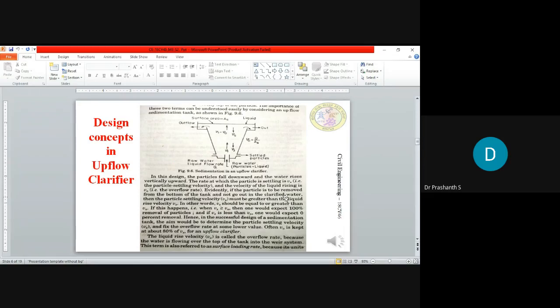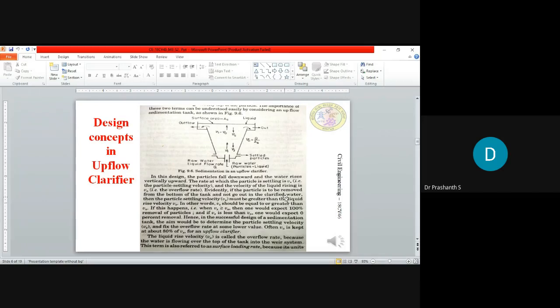So what we do, we will find out the settling velocity of the particle. Then we will fix V naught, the upflow velocity of the liquid, in such a way that it is 80% of the Vs, because both are velocity. So that is what we do in the upflow clarifier. The liquid rise velocity V naught is called the overflow rate because water is flowing from the top of the tank into the weir system. That is why we call it the overflow rate.